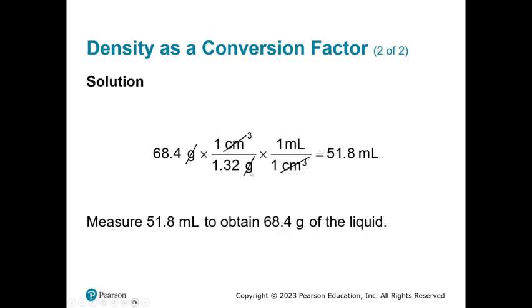If we did this, grams would cancel out, centimeters cubed would cancel out, and we'd be left with 51.8 milliliters, noticing that we have the same amount of sig figs as we started with because we don't change our number of sig figs because these conversion factors have an infinite number of sig figs. They're just exactly equal to 1. They don't change our confidence in this measurement at all.